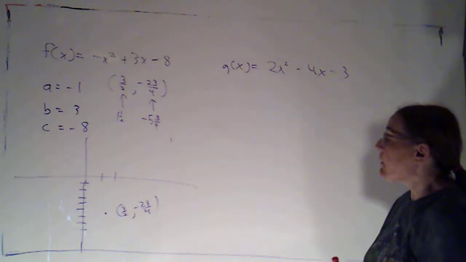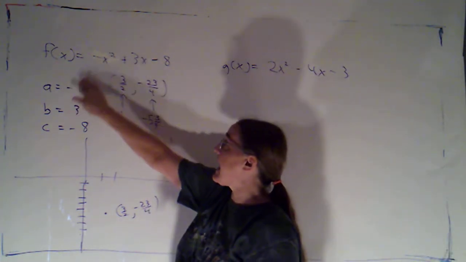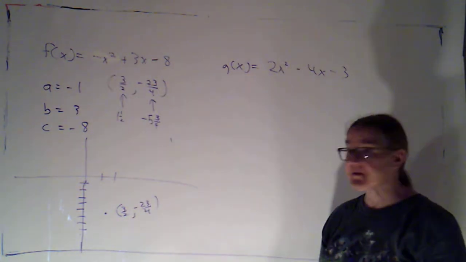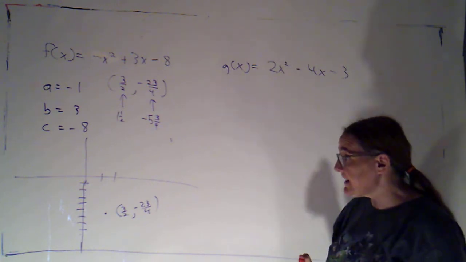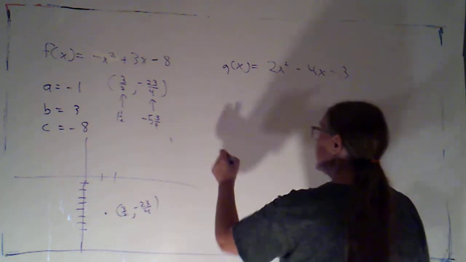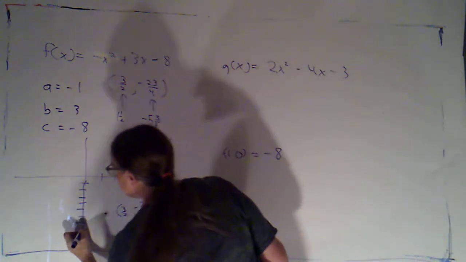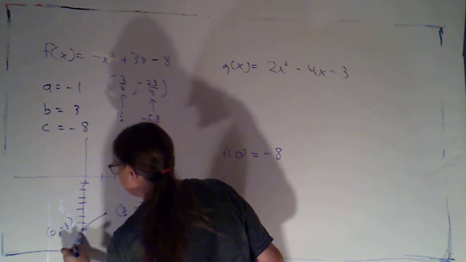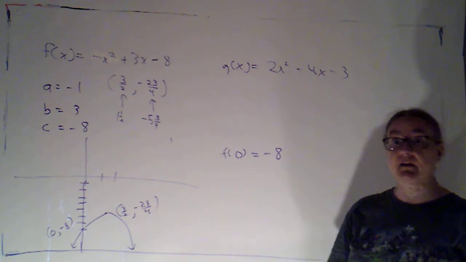All right. Now I can see this parabola is going to open down. That's because my a is negative. So there won't be any x-intercepts because that vertex is going to be a high point. So I don't need to worry about finding them, but I do need my y-intercept. So I'll plug in 0. That just gives me -8. So my y-intercept is the point (0, -8). So my parabola looks something like that.